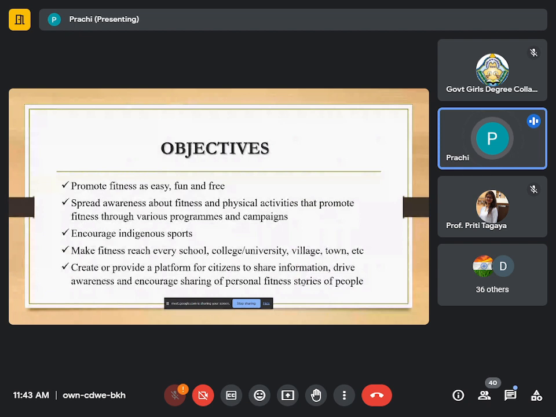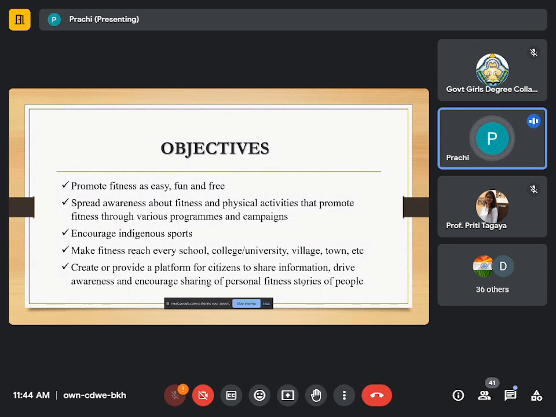Next, the objectives of the movement: to promote fitness as easy, fun, and free; to spread awareness about fitness, a healthy lifestyle and physical activities, which help us to promote the program and meet its objectives; and to encourage the students and the citizens to play indigenous games.